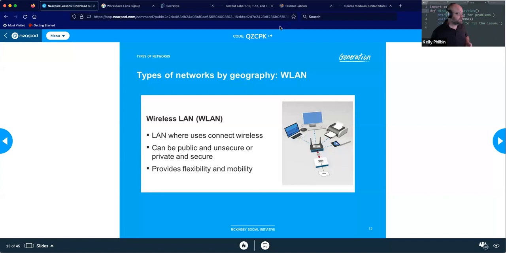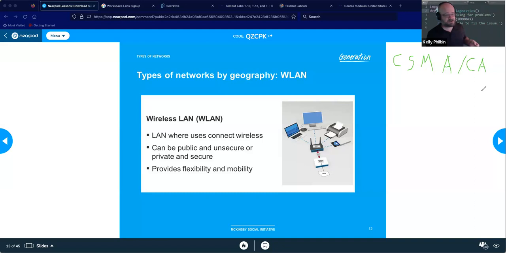Now, we talked about CSMA CD. On a wireless network, they use something a little different. It's called CSMA CA. I promise you, my drawing only gets worse. So we had CD, which was collision detection. On a wireless standard, it is called CA, which is collision avoidance.